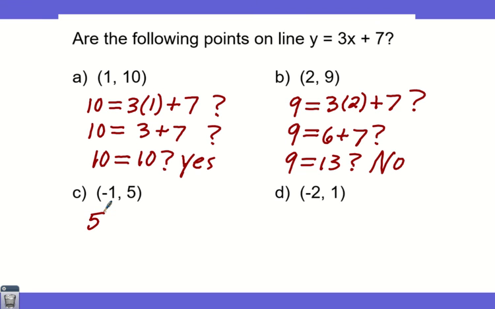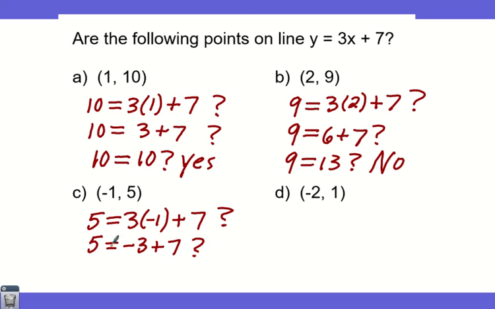Let's see about this. If we plug in the 5 for y and the negative 1 for x, does it make the equation true? I don't know. Let's see. 3 times negative 1 is negative 3. Does 5 equal negative 3 plus 7? Well, negative 3 plus 7 is positive 4, I do declare, right? And so, no. That would not be a solution, and therefore not a point on the graph.